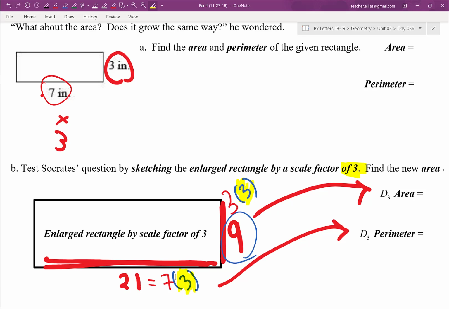I get it because if. Ask yourself this. The perimeter doesn't triple. There's some other number. The area doesn't triple. Yes, I'm sorry. You're right. The area doesn't triple. You're right.